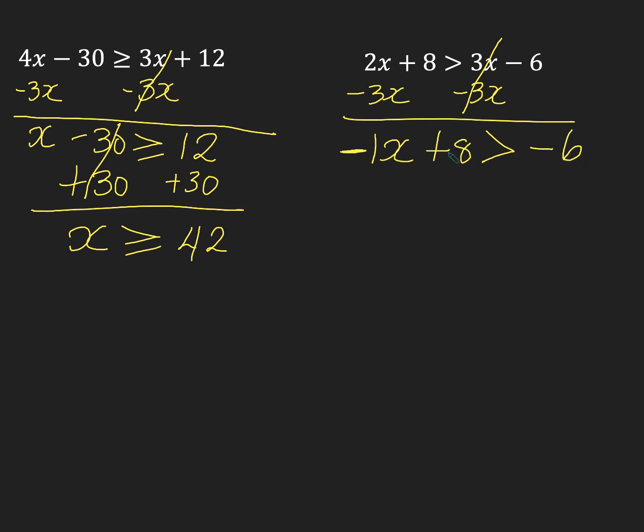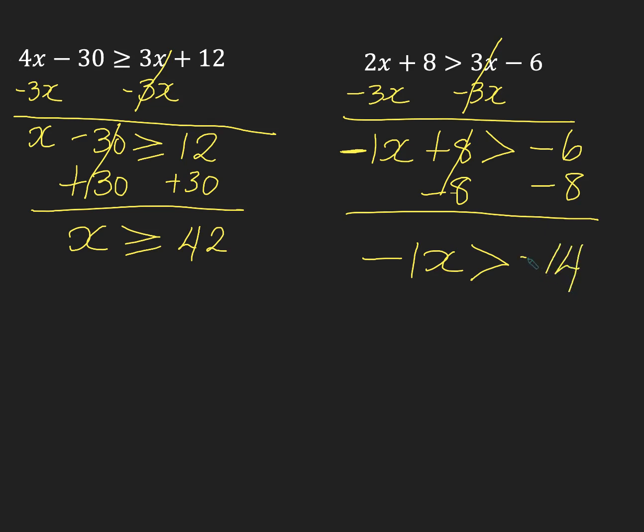Solving for x, I'm going to get rid of the 8. I'm going to do the opposite. I'm going to subtract 8 from both sides. I have negative 1x is greater than. Always remember, when your signs are the same, you add 14, keep the sign of the larger number. Now remember, we're solving for x, so I need to get rid of that negative 1. The negative 1 is connected to the x by multiplication. So I have to divide both sides by negative 1.